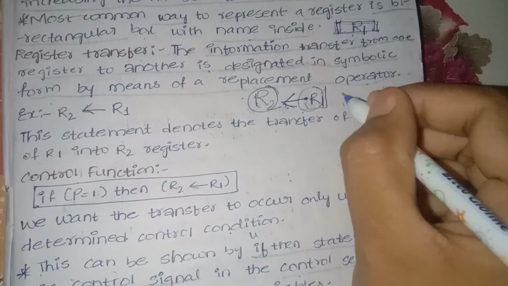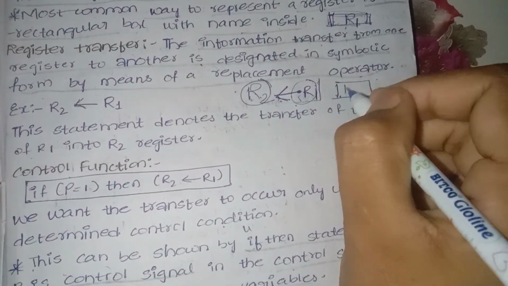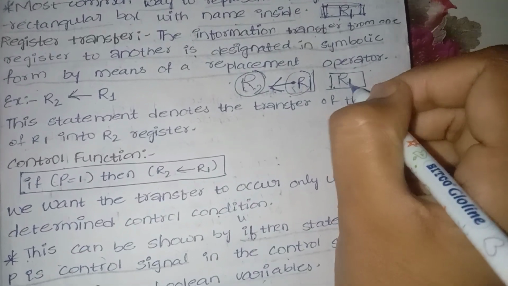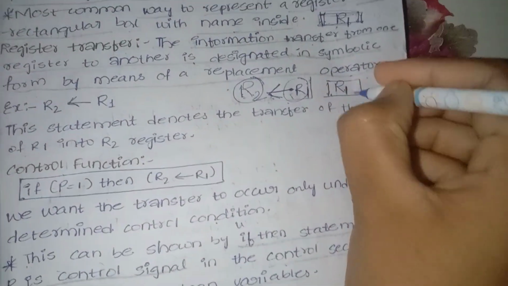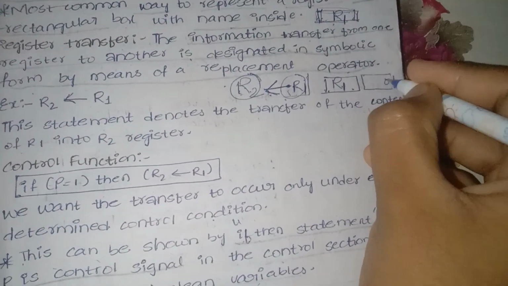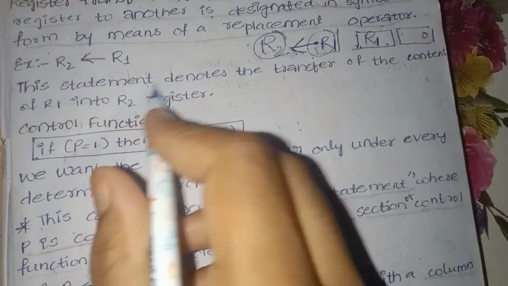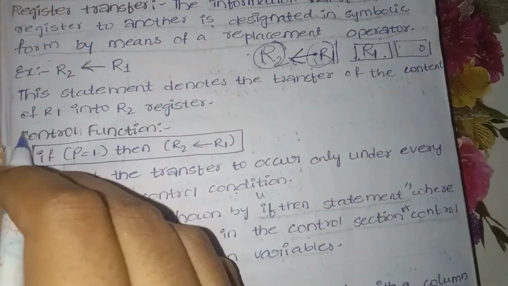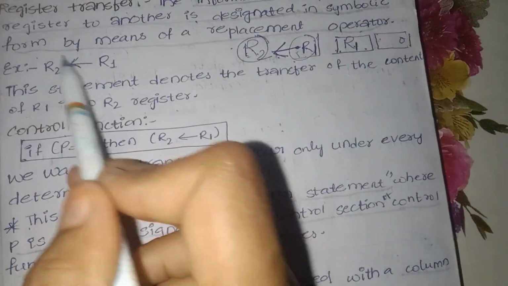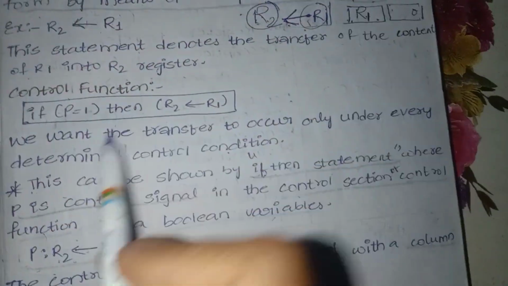For RTL, register transfer language, we represent registers with a rectangular box, storing the data with a capital letter followed by numerals, and we start the storing representation from the rightmost position to the left side. This statement denotes the transfer of the content of R1 into the R2 register. R1 is transferred to R2 with the replacement operator, the arrow symbol.